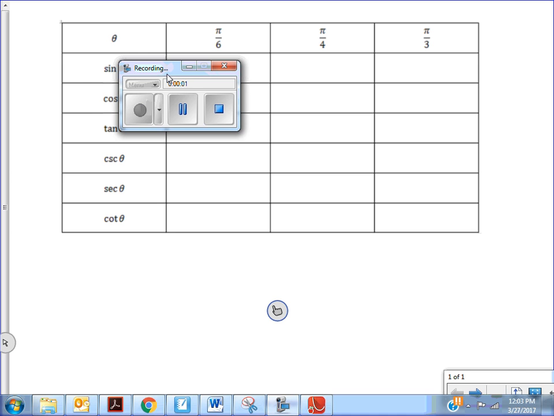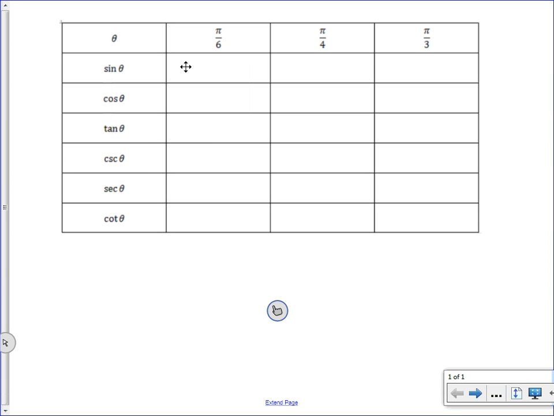All right, in this video I'm going to show you how to fill in this trig table without a calculator. So we have to first interpret what the table is asking us to do. Across the top row we have this symbol theta, which means any angle. And then across that row we have pi over 6, pi over 4, and pi over 3. The first point of confusion is what those mean.